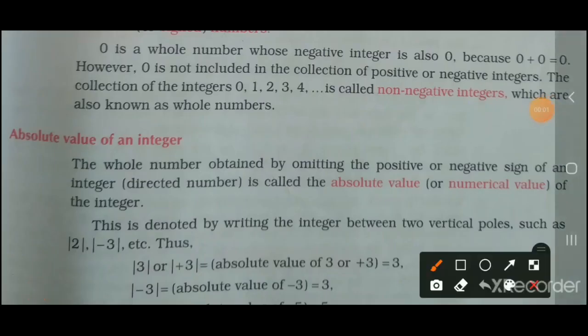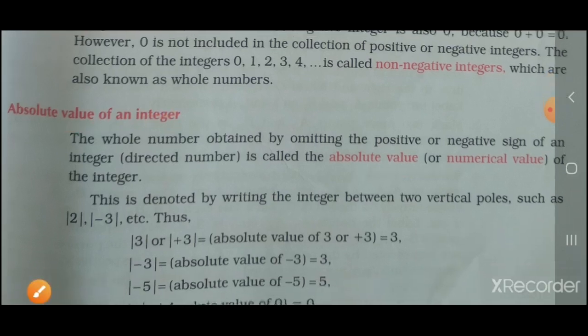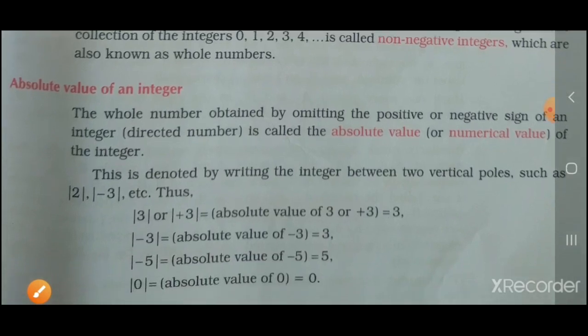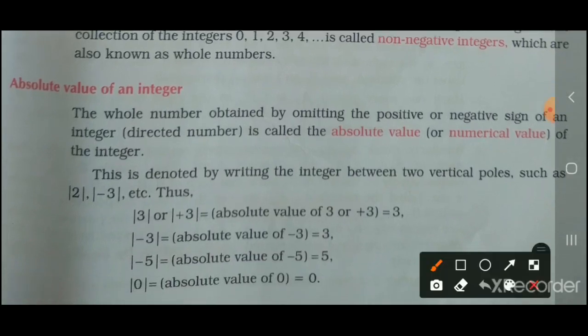Next is the absolute value of an integer. The whole number obtained by omitting the positive or negative sign of an integer is called absolute value or numerical value. This is denoted by writing the integer between two vertical poles, such as these two vertical poles, and between them there is the integer 2 and -3. Look at the example.